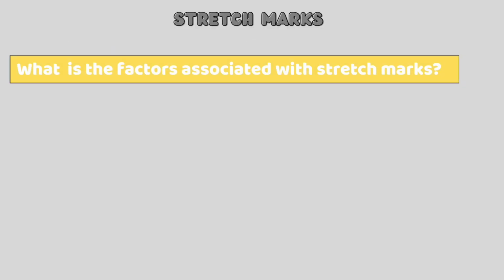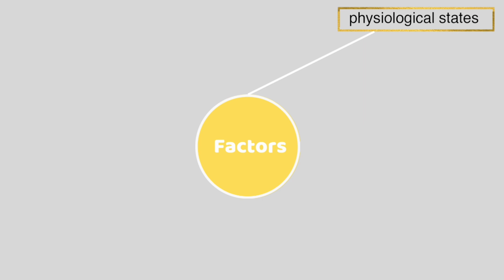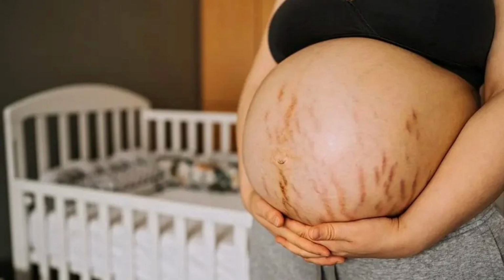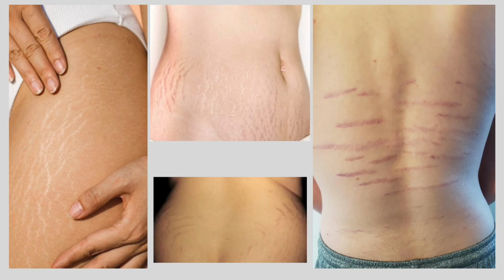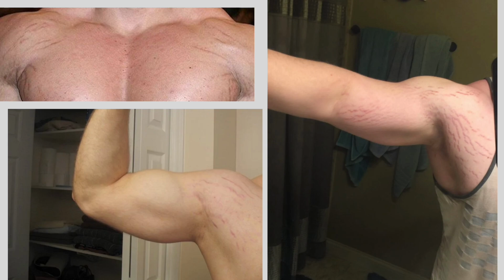What are the factors associated with stretch marks? Stretch marks generally develop in various physiological states such as pregnancy, rapid growth, common in puberty, and rapid change in proportion of specific body regions, such as in weight lifters, obesity or weight loss.